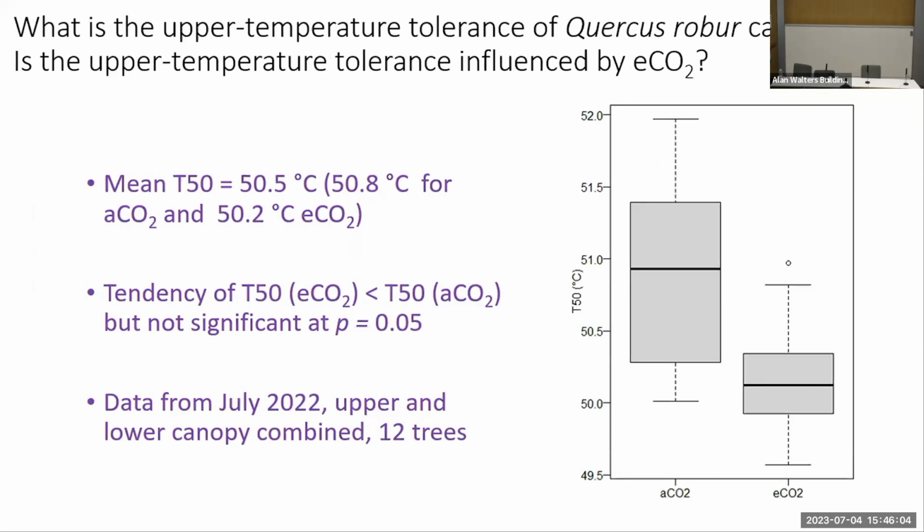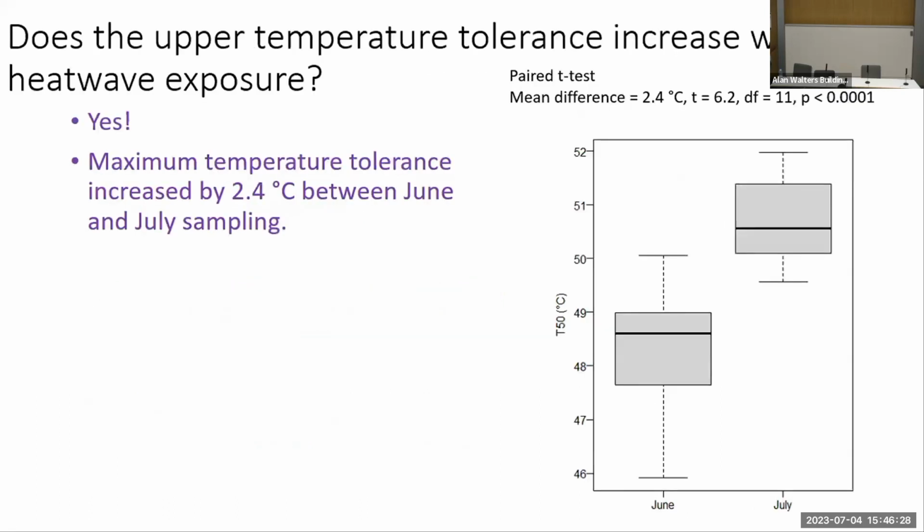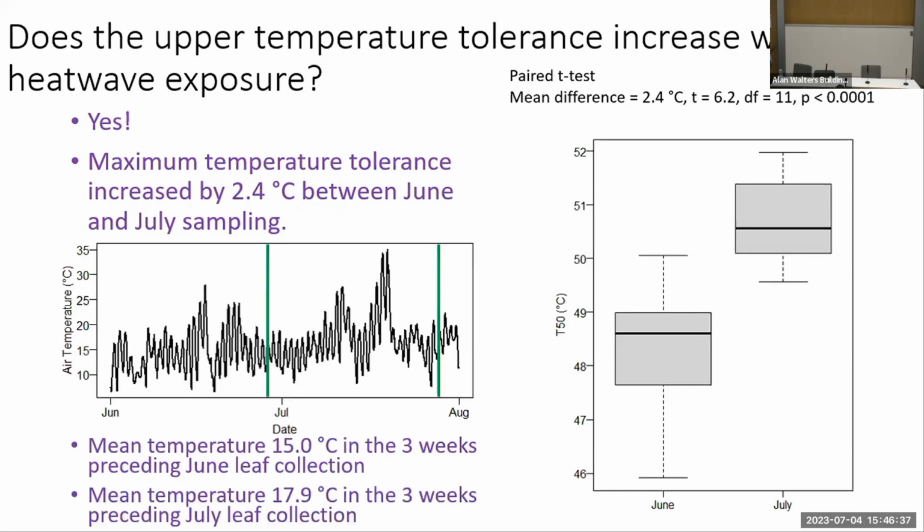We also compared the leaf tolerance measurements for June and July, and we realized that after the heat wave, there was an upregulation of leaf tolerance for both the ambient and the elevated, even though there was no significant difference between the two patches. This is shown in this graph. The maximum temperature tolerance increased by 2.4 degrees between the June and July sampling.